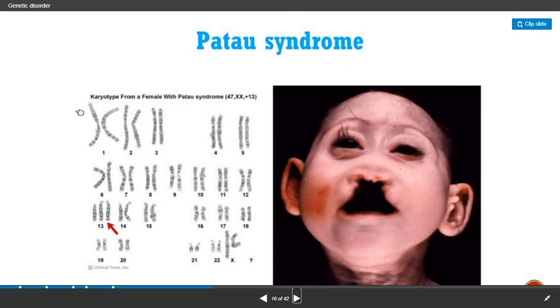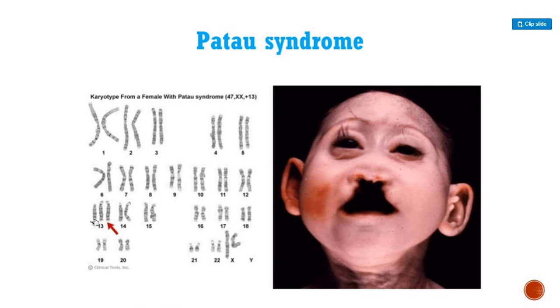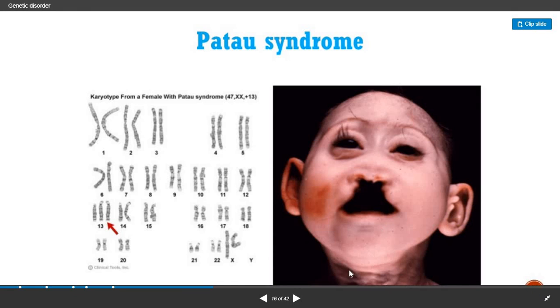Now this is the karyotype from a female with Patau syndrome. See how the individual looks. There are 47 total chromosomes, the individual is female, and chromosome 13 is affected. You can see here that instead of 2, 3 are present at chromosome 13. So this is the abnormality.